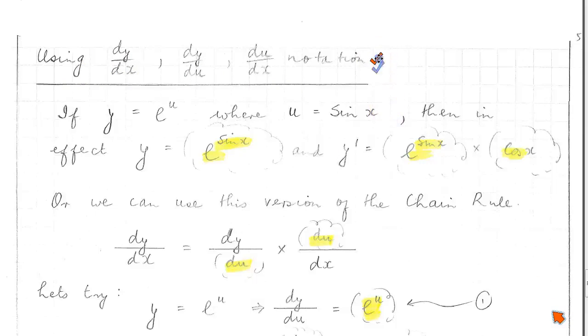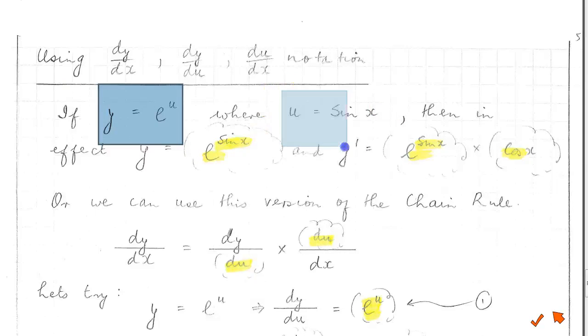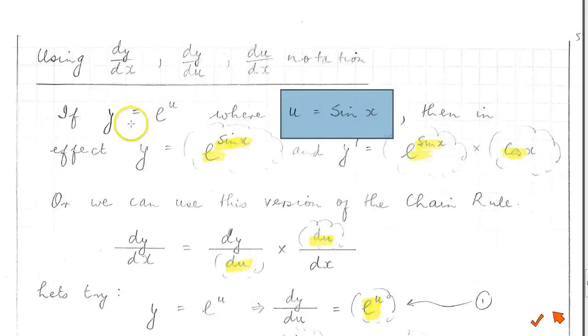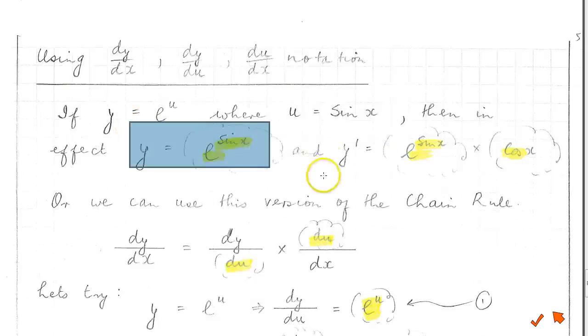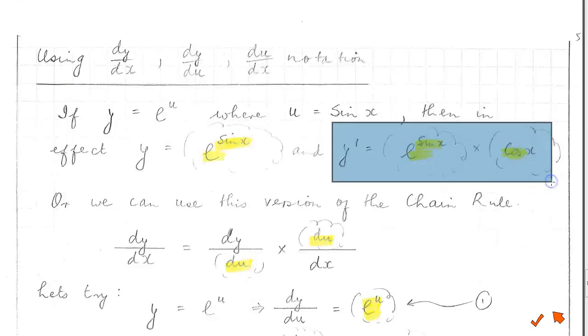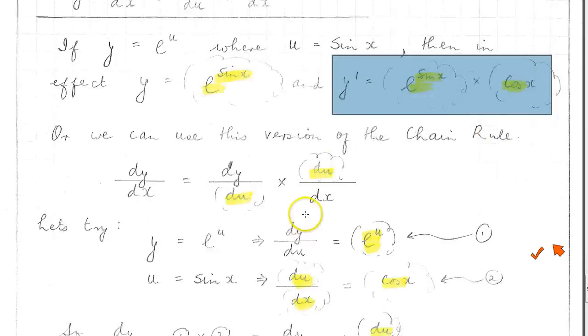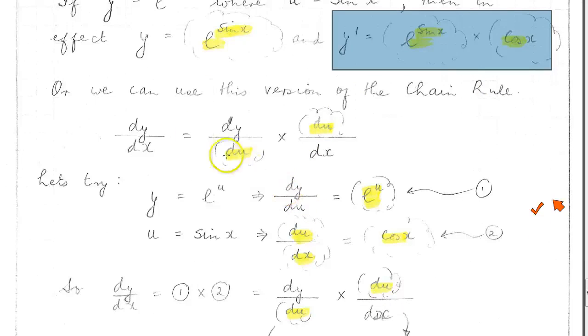So if y is e to some power u, and u is itself a function of x, then in effect I would have y as e to the power sine x, if you just replace that u with what it is, which is sine x. If you differentiate it, you would get y dashed is e to the sine x, just repeat it, and then differentiate the sine x to get cos x. But I'm not going to do it like that here. I'm going to show you that we could actually do it using this formula.